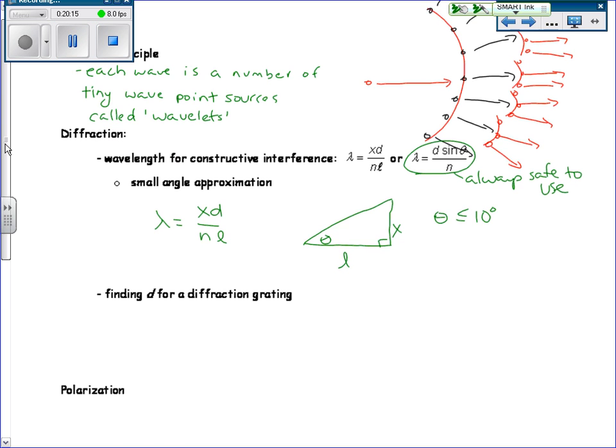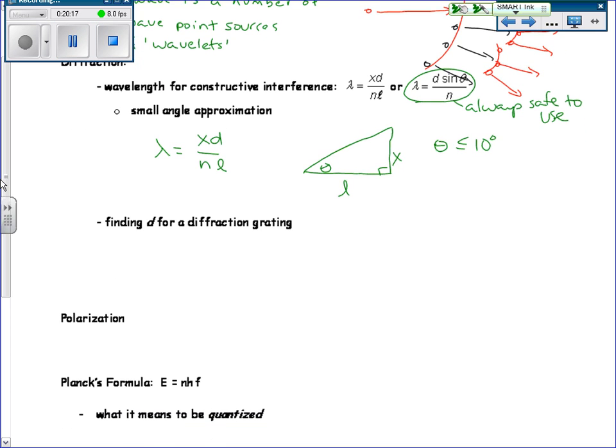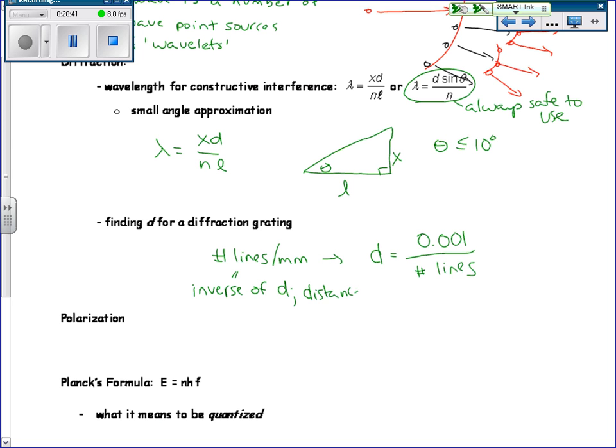And then remember how to find, if you're given a number of lines, say per millimeter, to change that into d, d has got to be 0.001 over the number of lines. So really this is equal to the inverse of d. But the distance must be in meters.